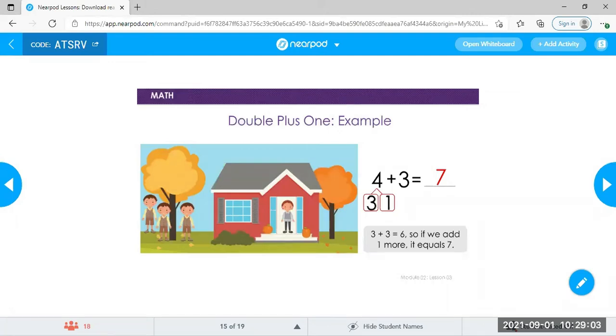Well, if you see 4 plus 3 and you know the double fact, 3 plus 3, all you have to do is count on one more.